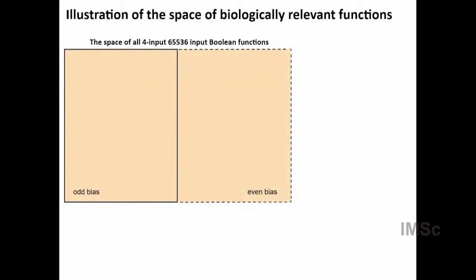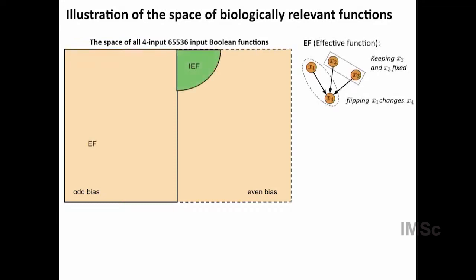So one can imagine the space of all 4 input functions is this huge square, and then you can divide it equally into functions with even and odd bias. So bias, remember, is the number of ones of the output column of the truth table. Then you have effective functions.